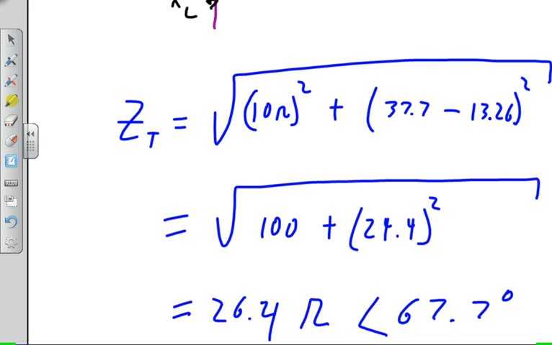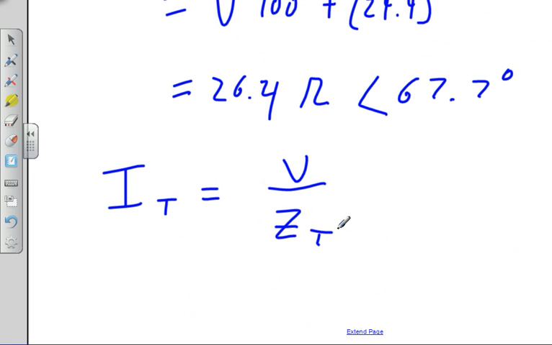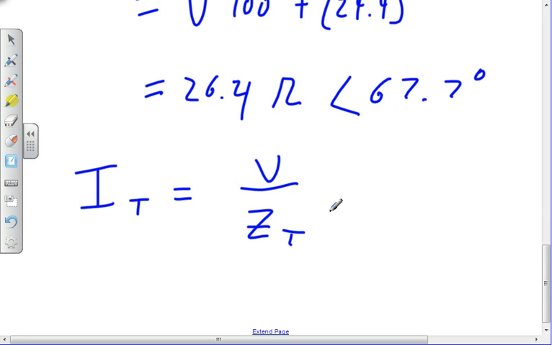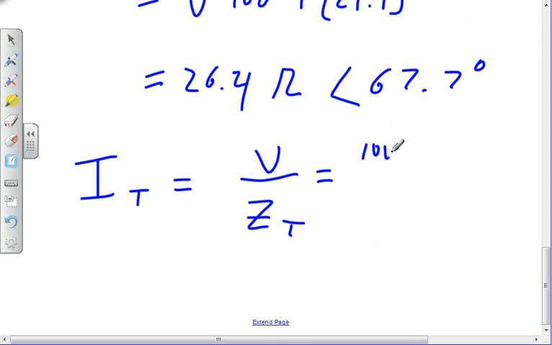What do I need to do next? Once I get the total impedance, I can find the total current. So the total current is going to be the voltage divided by that impedance. Okay, my voltage was 10 volts. My impedance was 26.4 angle 67.6 degrees.